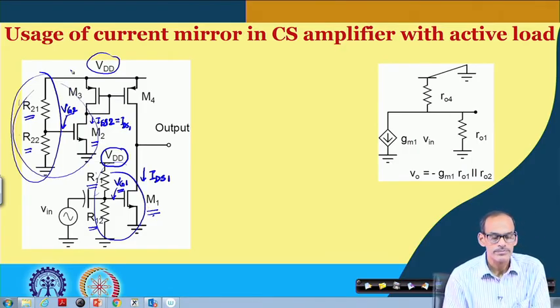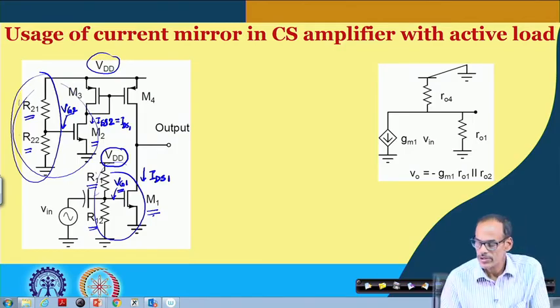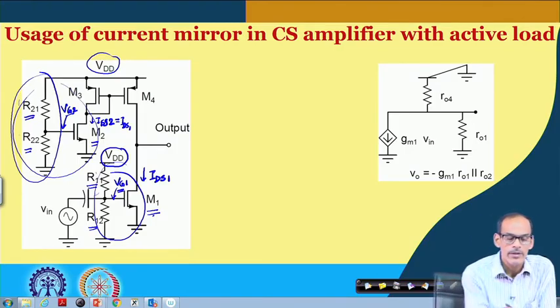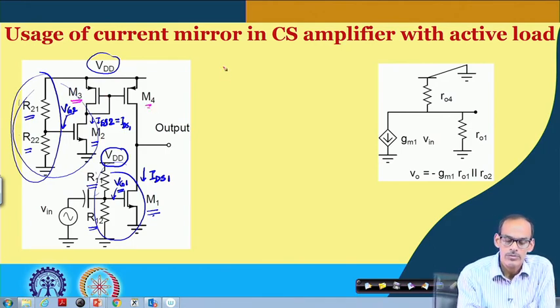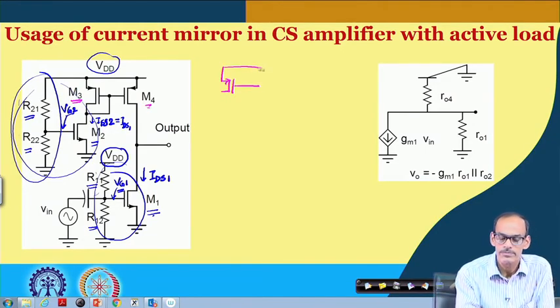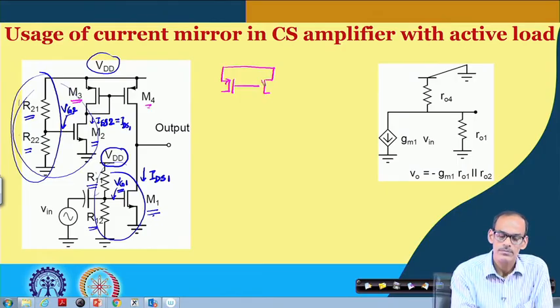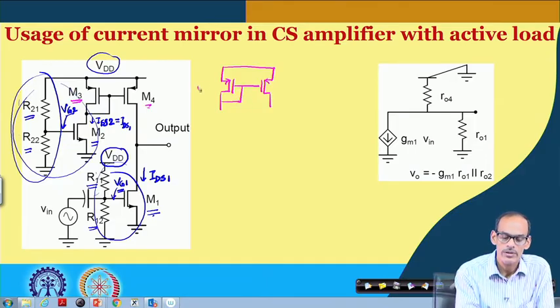And then we do have a current mirror formed by M3 and M4. This is a current mirror constructed using PMOS transistors. Here we are assuming that M3 and M4 are identical. So, if they are identical, then whatever current is flowing, namely IDS 2, it is nicely getting mirrored here.